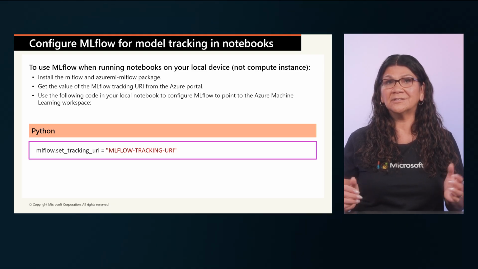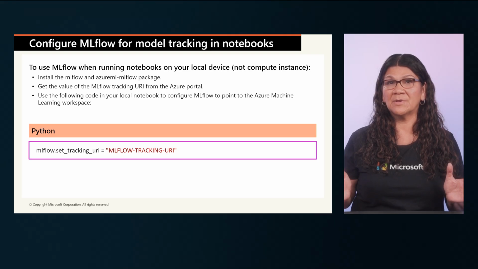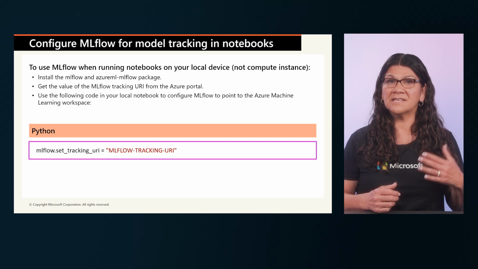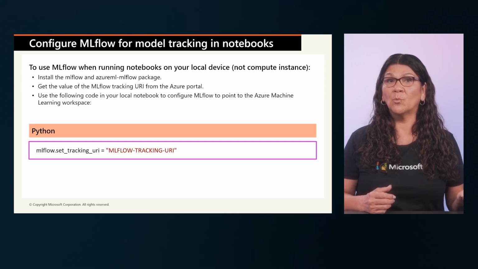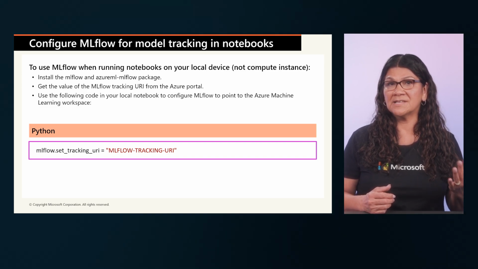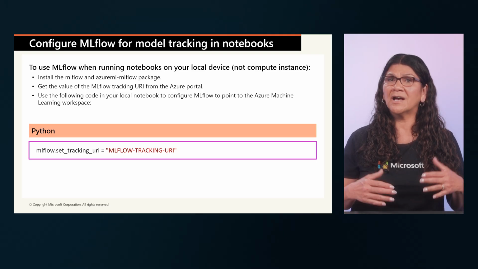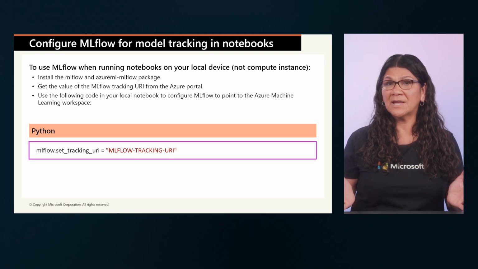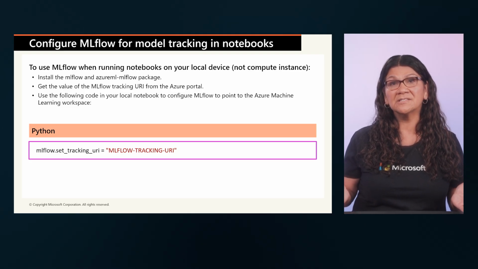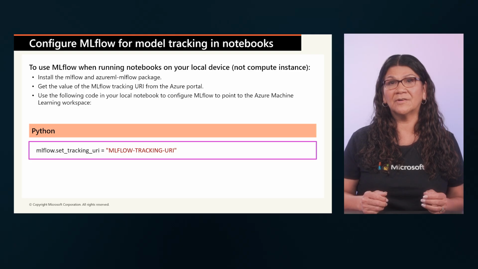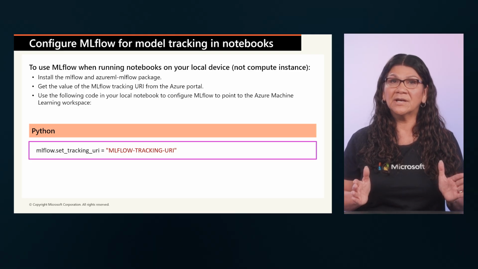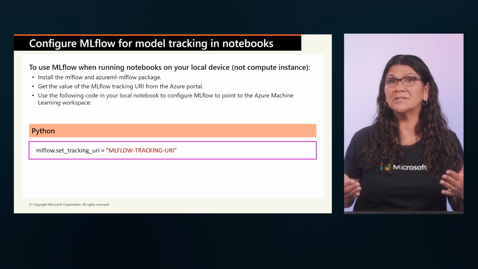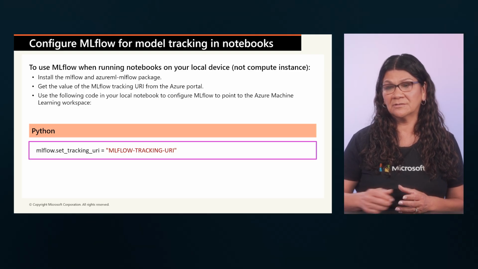Consider a data scientist prototyping a diabetes risk model locally in a notebook, who sets the MLflow tracking URI once and runs experiments as usual. Each run automatically appears in Azure Machine Learning, allowing teammates to review metrics and models without needing access to the local environment, turning quick local testing into fully traceable, searchable research.